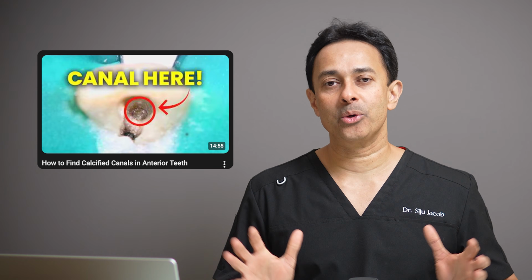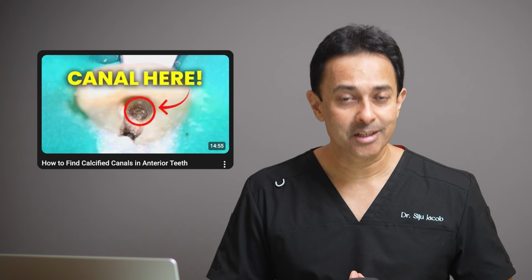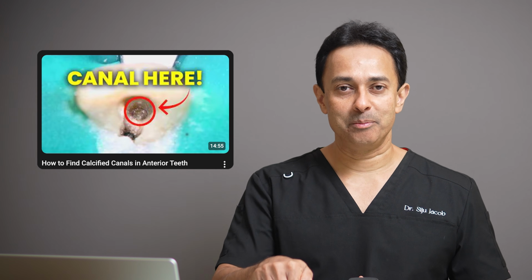Last week, I put out a video on this channel describing how to locate calcified canals in anterior teeth. If you haven't watched it yet, you can find it below in my profile. Do have a look. This week, we're going to talk about one of the tools that can help you with this whole process of locating calcified canals, which is cone beam CT. So we're going to talk about how to use cone beam CT as an aid to help you locate calcified canals.